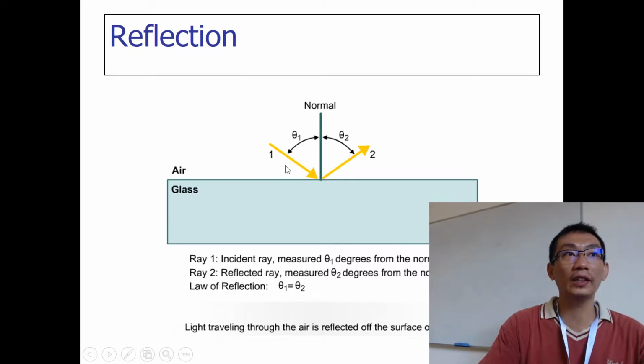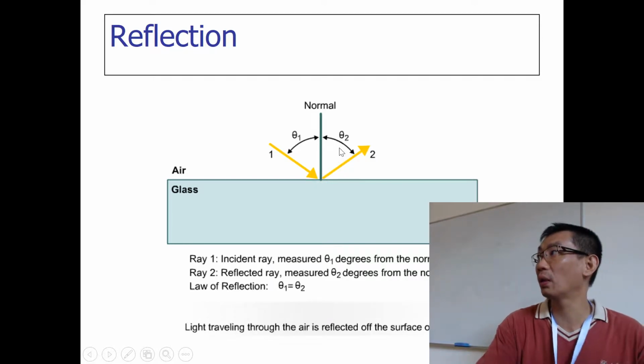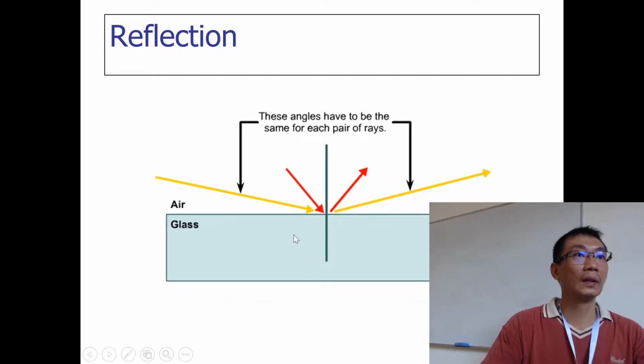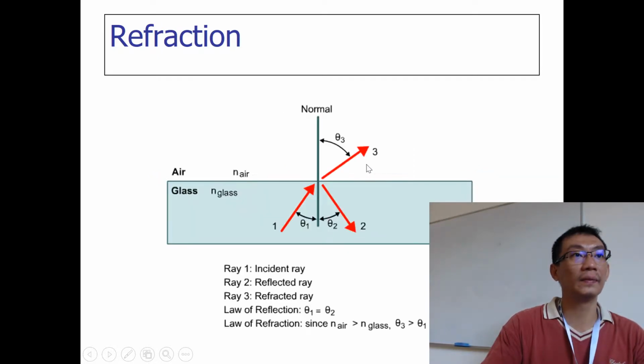So in reflection, when you put in an angle theta 1, it will reflect back at the same theta 2. Theta 2 is equal to theta 1. It's always at the same angle. So this is the angle of reflection. This angle has to be the same for each pair of rays. So this ray will come here, it will reflect over here. This one comes at this angle, will reflect at this angle.